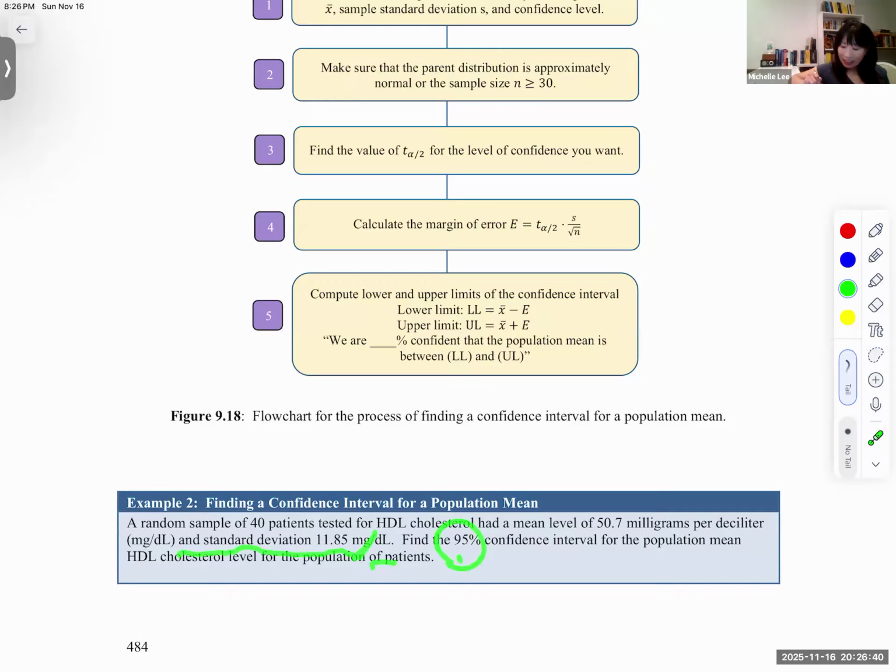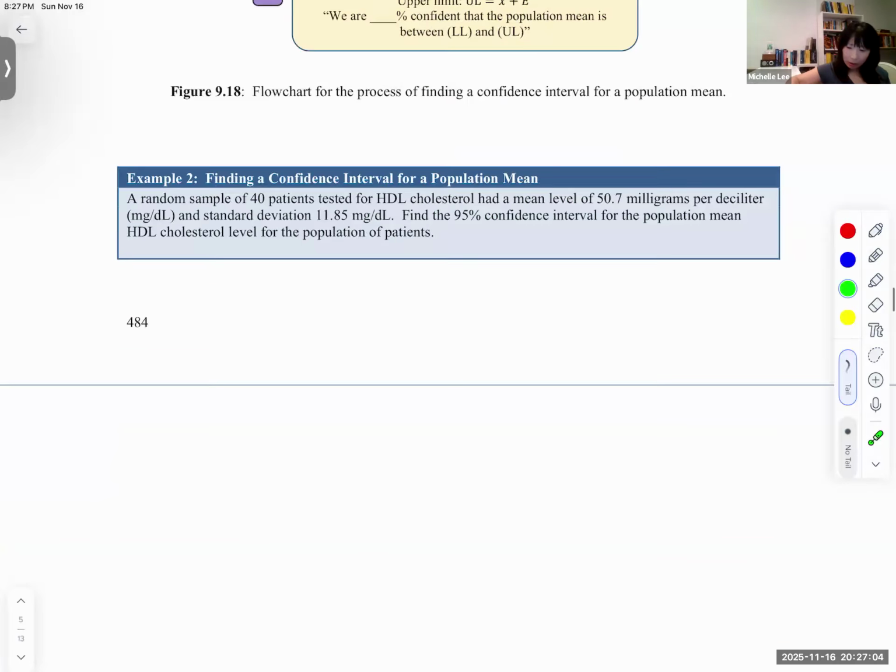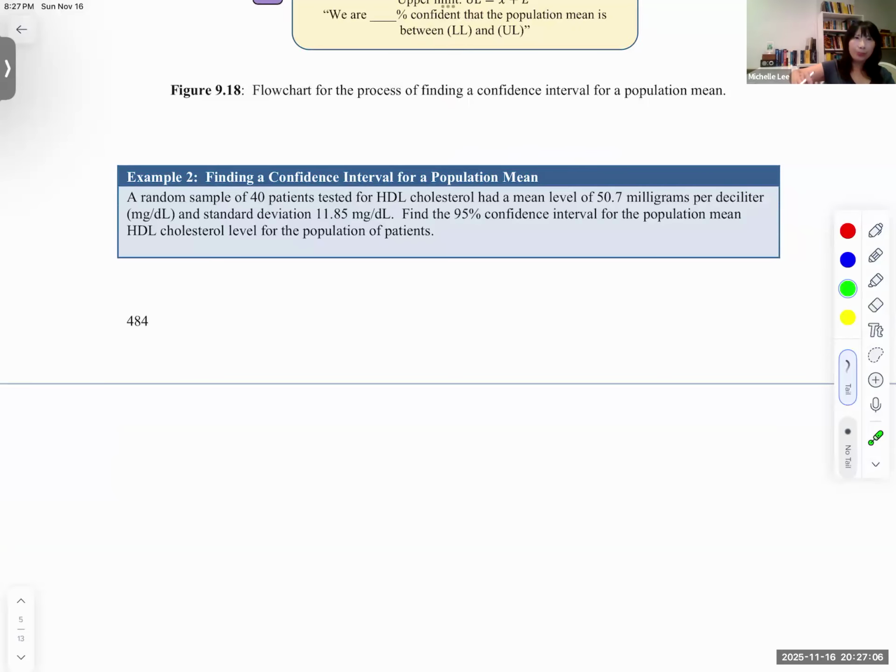Find a 95% confidence level for the population mean HDL cholesterol level for the population of patients, yeah? And then we want to find the confidence interval, right? Okay, now step one.